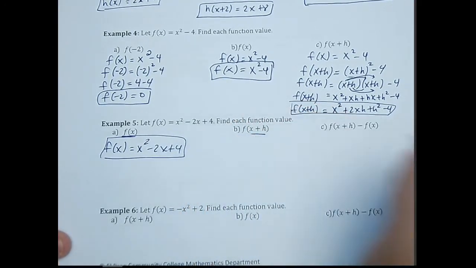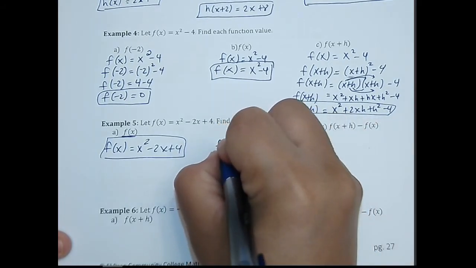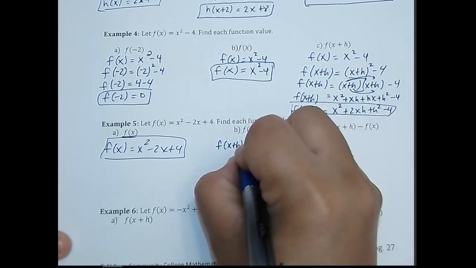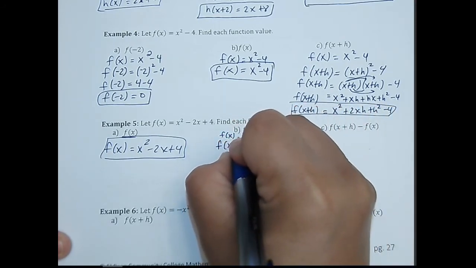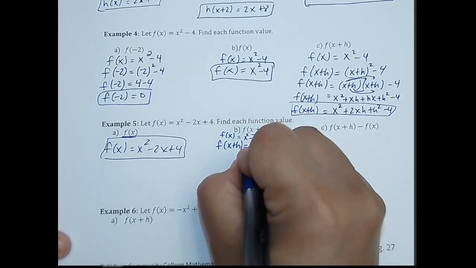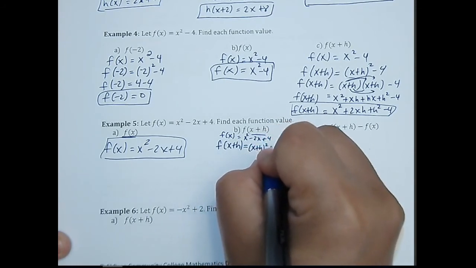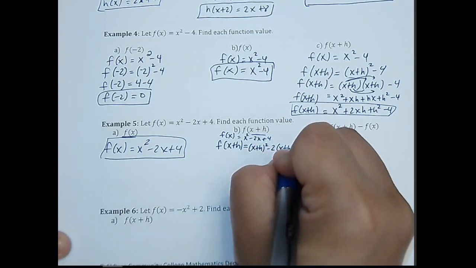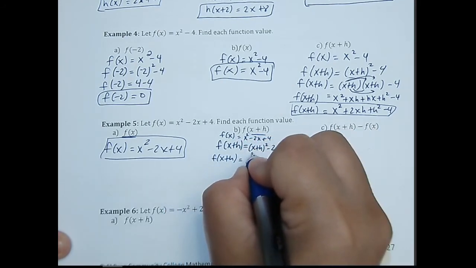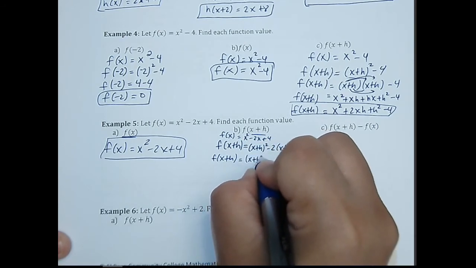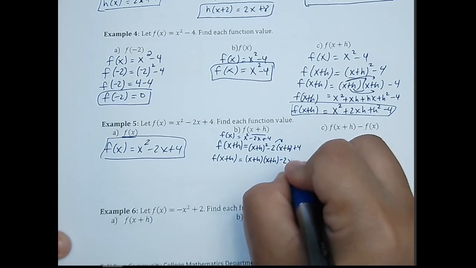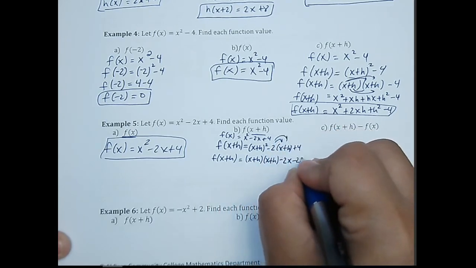So now we want to replace our x with x plus h. So anywhere that we see an x, we're going to replace with x plus h. So let me just write the function first. So for x squared, I'm going to replace with (x plus h) squared minus 2 times (x plus h) plus 4. If we simplify, (x plus h) squared is x plus h times x plus h. Distribute the -2, so we get -2x minus 2h plus 4.